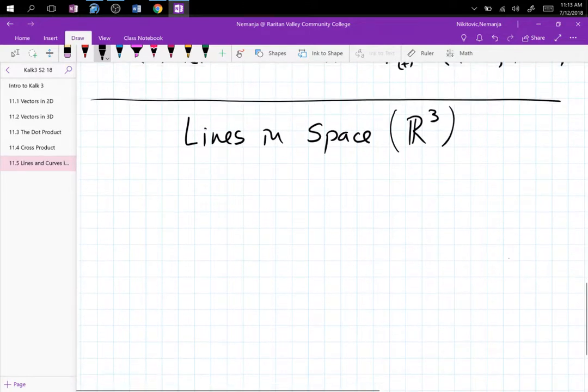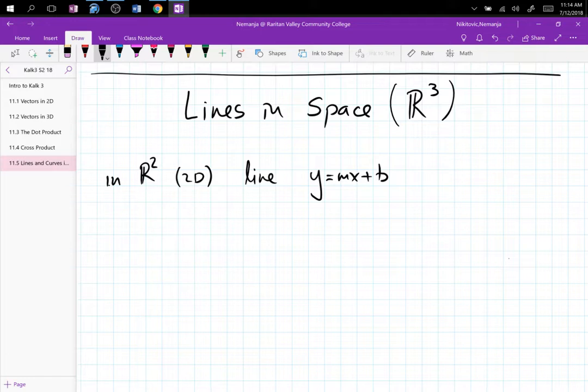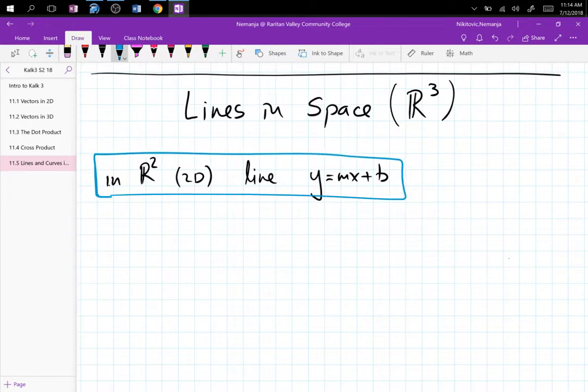You are familiar with the fact that in R2, that's 2D, your line is given by y equals mx plus b. In some sense, the 3D equation needs to mimic this. Most of our Calculus 3 class is going to be an upgrade to what you have learned before. The vast majority of the class is going to be the upgrade to what you have in 2D.